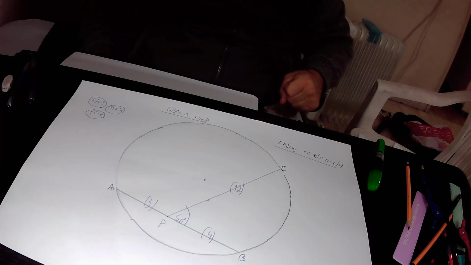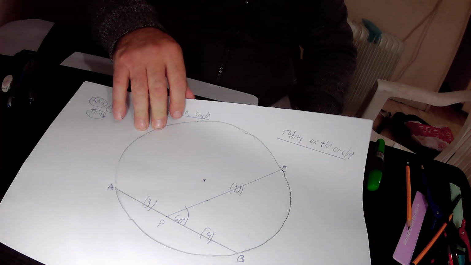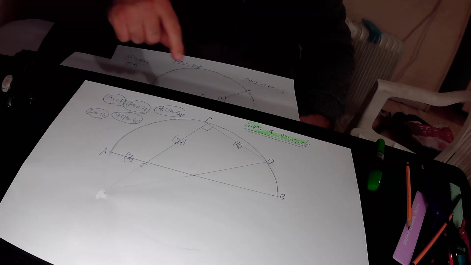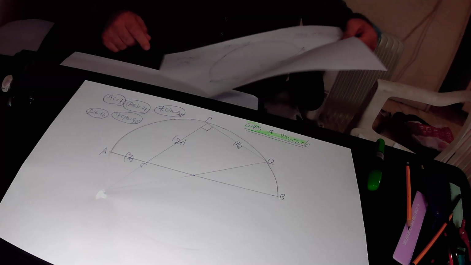And now in this lecture we'll answer two questions. In the first question we find out the radius of this circle, and in the second question we find out the area of this semicircle APQB. So let's start with the first question.